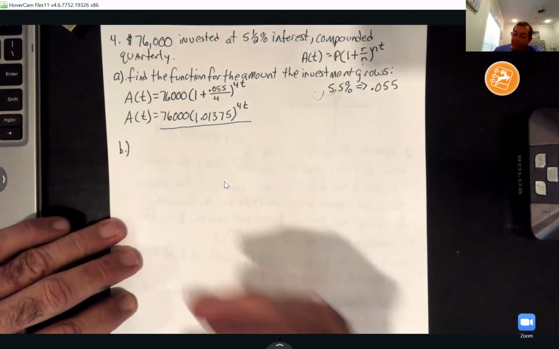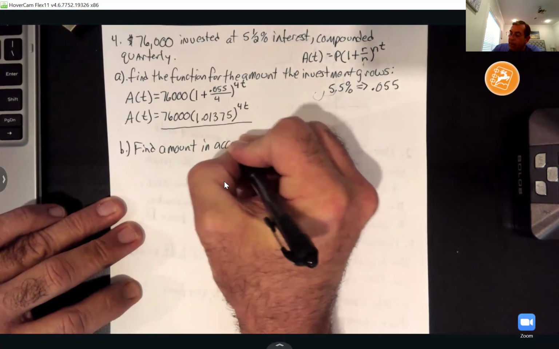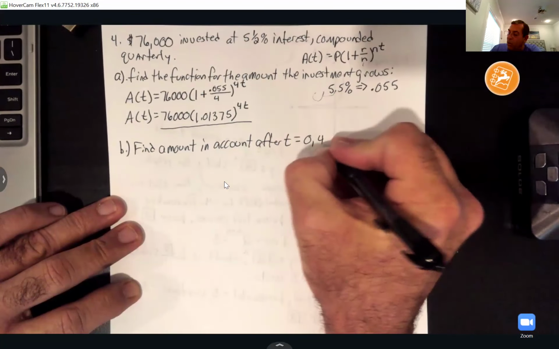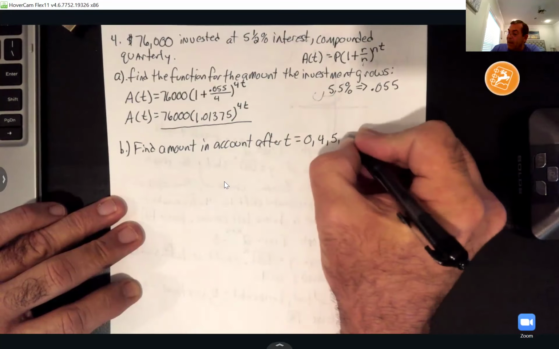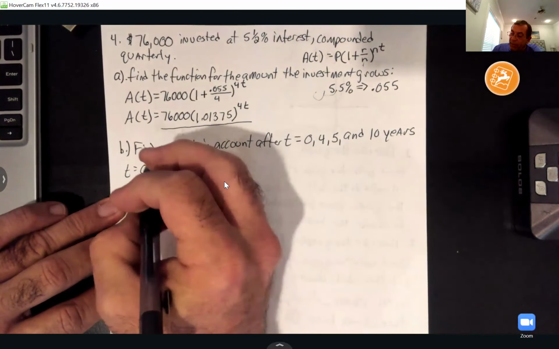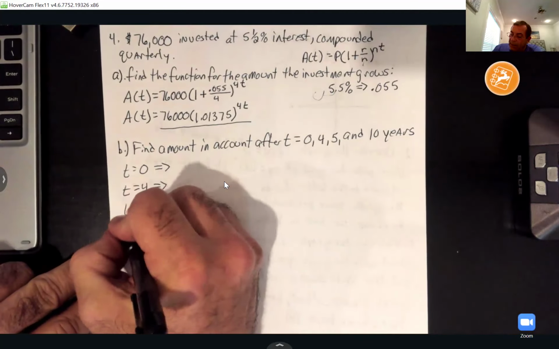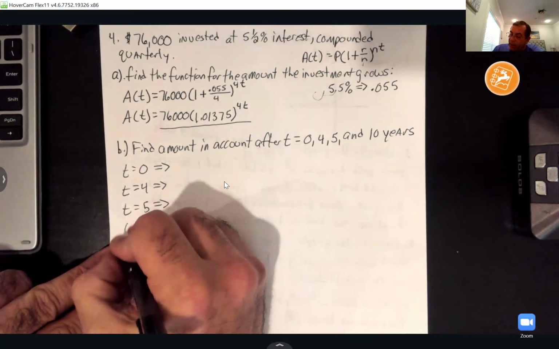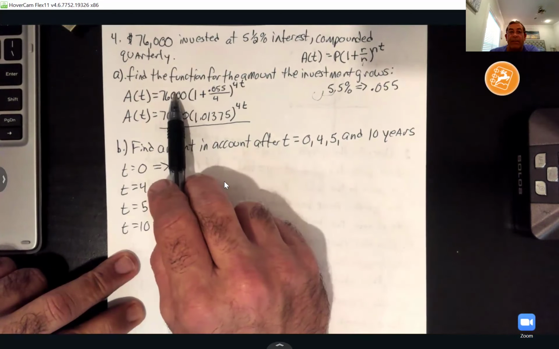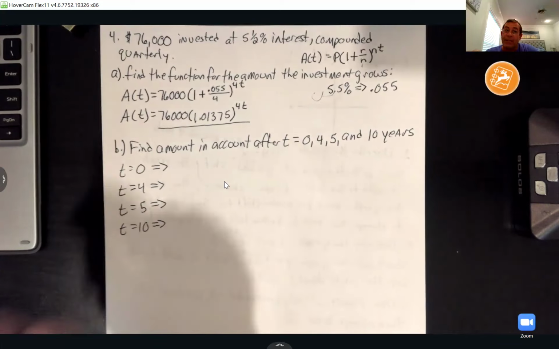Now, B wants to know, find the amount in the account after t equals 0, 4, 5, and 10 years. So we all just put t equals 0 here for the first one. Get that answer. Then I'll do t equals 4. Get that answer. T equals 5. And t equals 10. Well, one of these should be very easy. That should be that t equals 0. If you started with $76,000 and no time has passed, then I'm pretty sure you should still have $76,000.